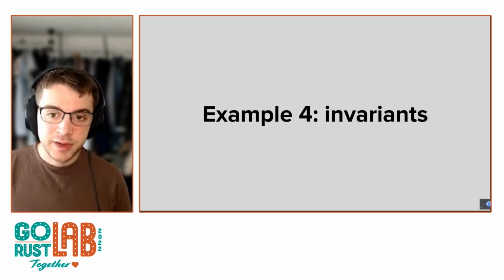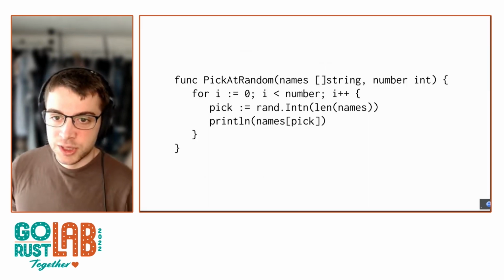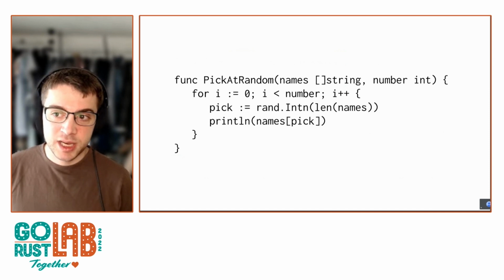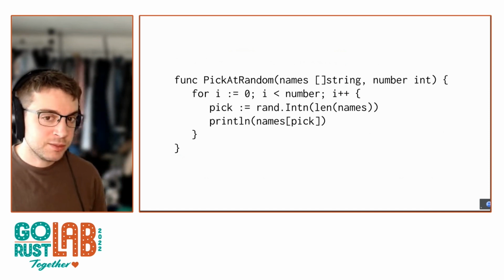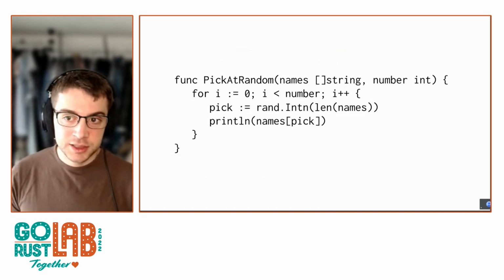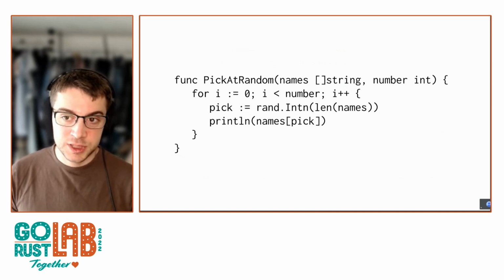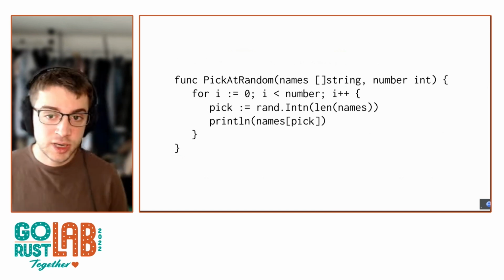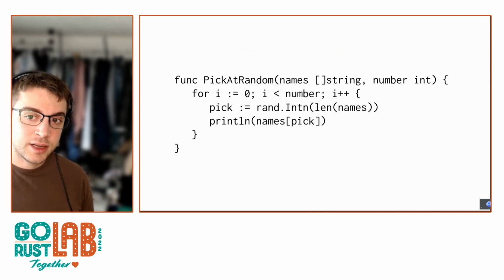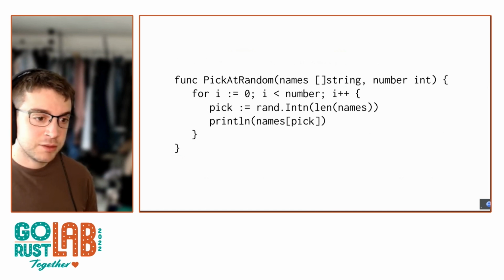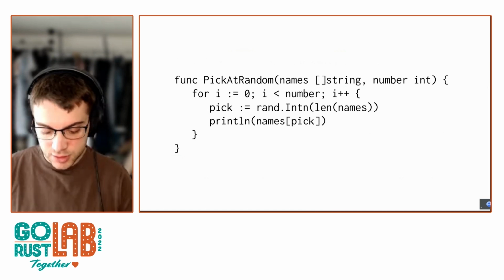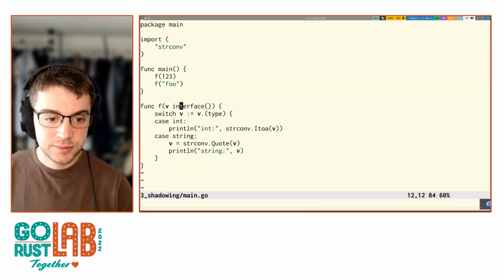Another example is invariants. So here we've got a function that picks a number of names at random from a list. So you give it a slice of names, which is a slice of string, and then an integer number. And then it loops over that number, picks a random name, and prints each random name. So let's go look at that.